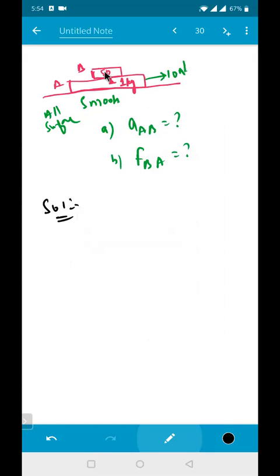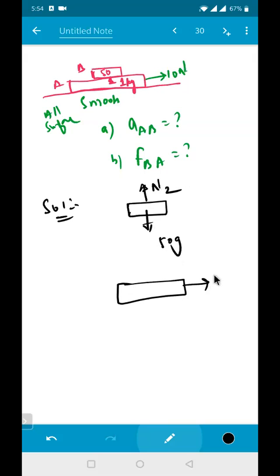Okay, two blocks, 50 kg and 1 kg, are kept on a smooth surface. All the surfaces are smooth, isn't it? So right now, if I'm taking the free body diagram of the 50 kg block, this one is nothing but 50g in the downward direction. There is a normal acting on that one, which is N2. And down there is another block. On this one, we are having a force of how much?